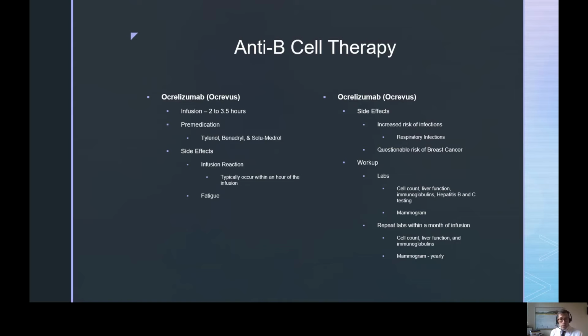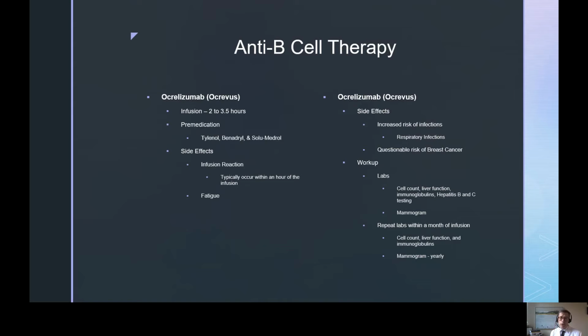If you've been on Ocrevus for over a year and you're tolerating it well, it may be possible that your infusion time may be decreased to 2 hours, and I would recommend you talk to your clinician about that. Because you can have a reaction, which again is more common with the first or second infusions, with each infusion though, patients will receive Tylenol, an antihistamine, typically Benadryl, and a small dose of a steroid, Solu-Medrol.